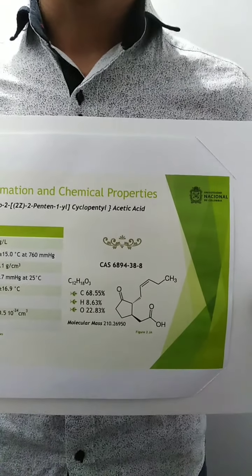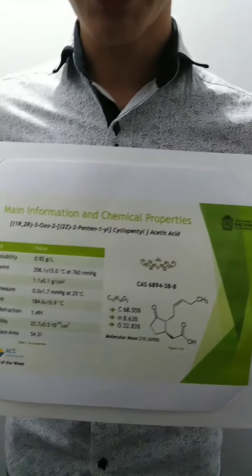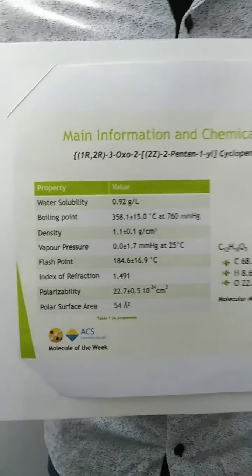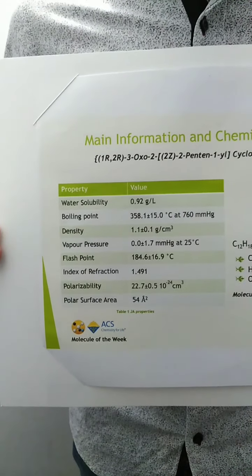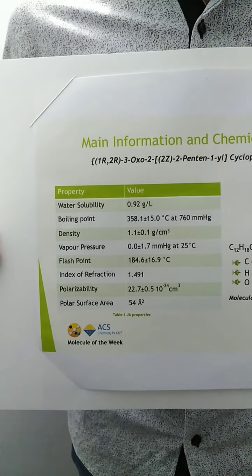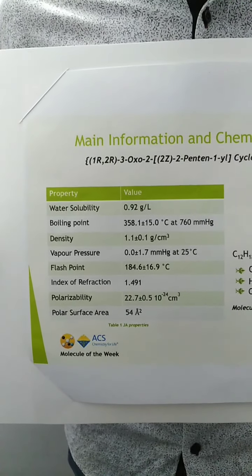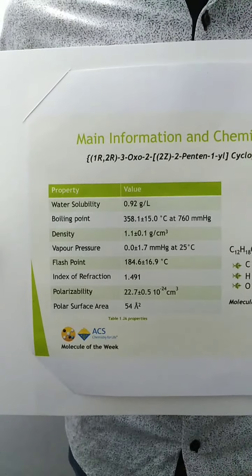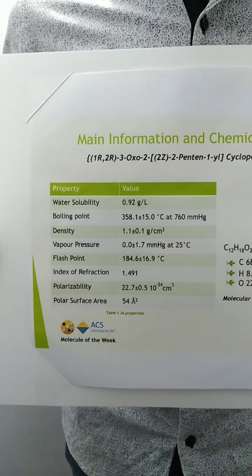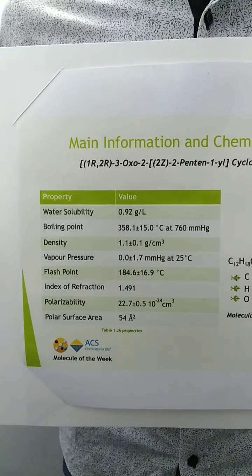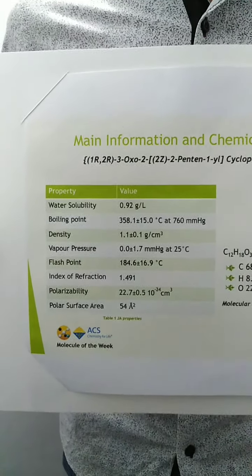Now, analyzing some of the chemical properties of the molecule, we can see the water solubility around 1 gram per liter, the boiling point around 358 degrees Celsius at standard conditions, the density that's around 1.1 grams per cubic centimeter, and vapor pressure, among other properties.